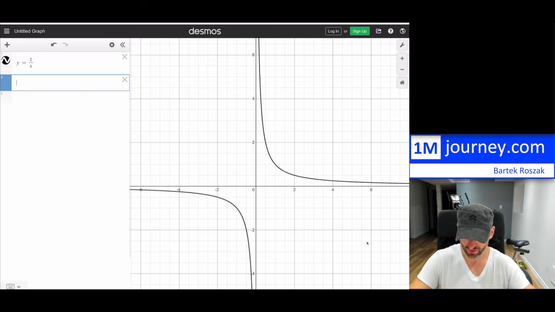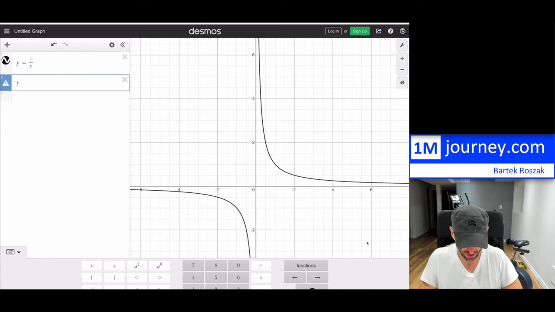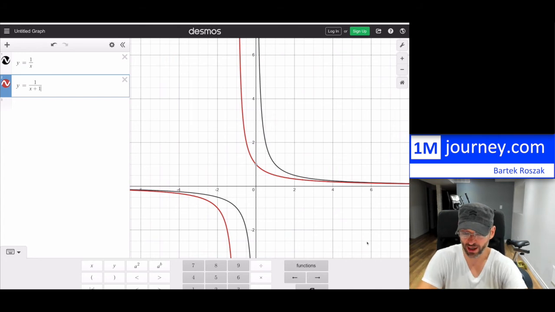And now you can shift this parent around. So notice if I put +1, it's going to shift it in the negative direction by 1 from its original. And that's exactly what happened here. It's shifted by 1 over there.